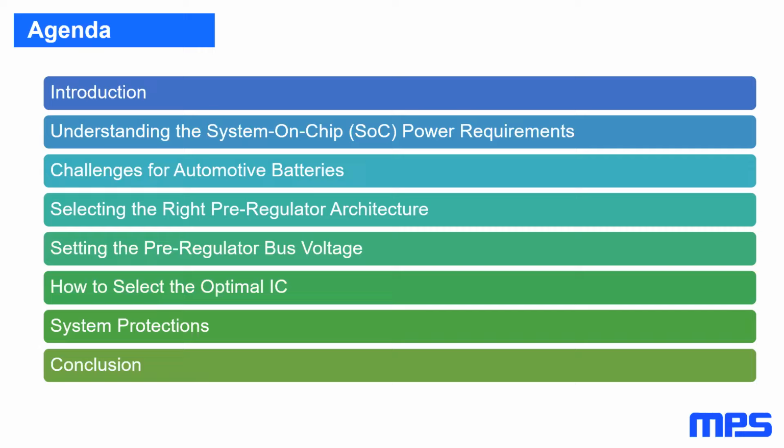After that, we will be able to select the right pre-regulator architecture for our needs, and we will select the pre-regulator bus voltage. It's usually either 3.3 volts or 5 volts. We will see what are the benefits of each. With all the requirements, we will select the optimal IC for this pre-regulator power stage, and we will check if we need to add any other system protections to operate with a car battery.